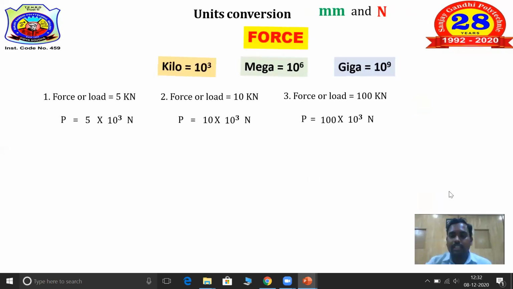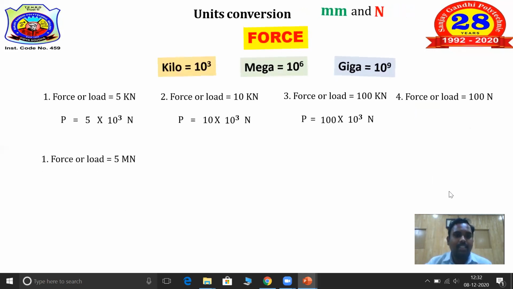Students, in the next example, the force or load is equal to 100 Newton. Students, you need to be very careful here. There is no need of conversion, because the question is itself in Newton. Okay. So the next example is force or load equals 5 meganewton. In place of force or load, write P equal as it is, 5, multiplication symbol, and mega is nothing but 10 power 6, Newton as it is.